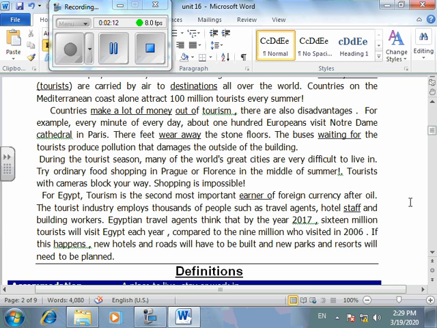Egyptian travel agents think that by the year 2017, 16 million tourists will visit Egypt each year, compared to the 9 million who visited in 2006. If this happens, new hotels and roads will have to be built, and new parks and resorts will need to be planned.